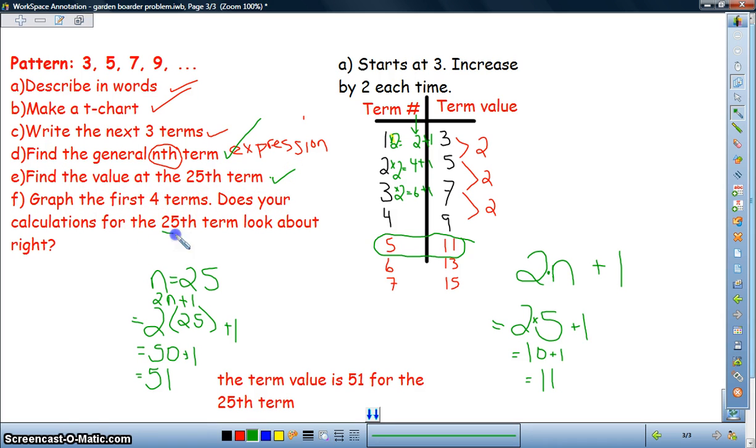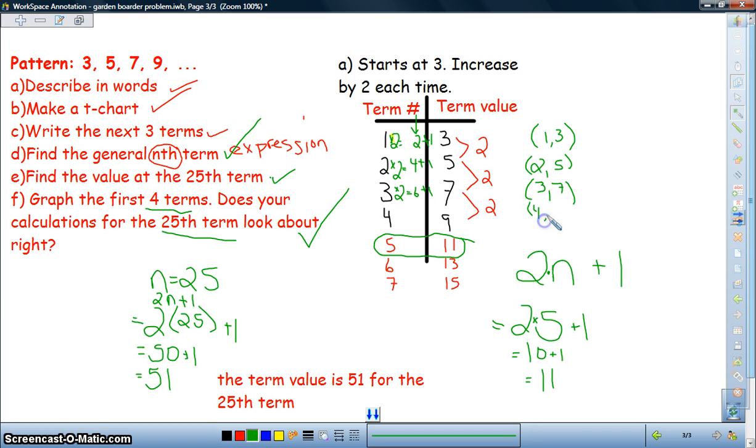Does your calculation for the 25th term look about right? So you're going to graph this piece as your follow-up homework. Right now, when you're done this video, you're only going to plot the first 4 dots. So you're going to plot the ordered pair of 1, 3. You're going to plot the ordered pair of 2, 5. And you're going to plot 3, 7. And then 4, 9. Connect those with a ruler and extend your ruler and your line past 4, 9.